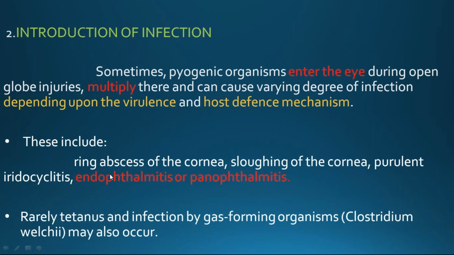These varying degrees of infection include ring abscess of the cornea. It can also result in sloughing of the cornea. It can cause purulent iridocyclitis. It can also cause endophthalmitis and panophthalmitis.